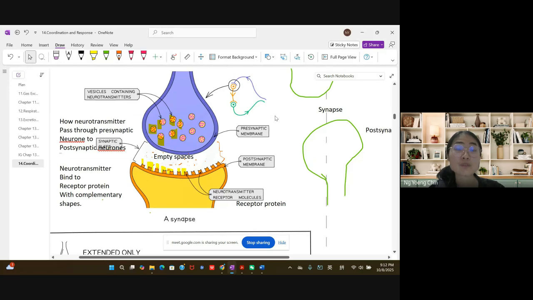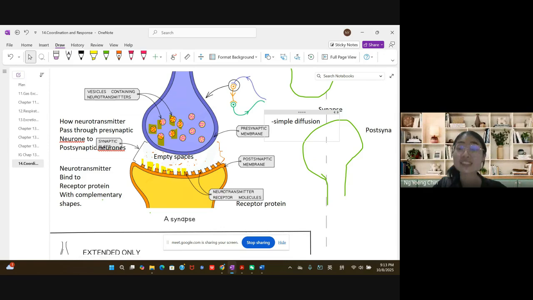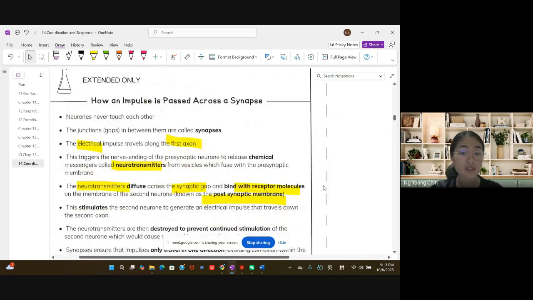This was asked in the exam before. Which one? Simple diffusion? Yes, that's it, simple diffusion. It's because the pre-synaptic neuron has a very high concentration of the neurotransmitter as compared to the synapse, which has a very low concentration because it doesn't have any neurotransmitter. So it's as simple as that. It happens by simple diffusion. That's all.